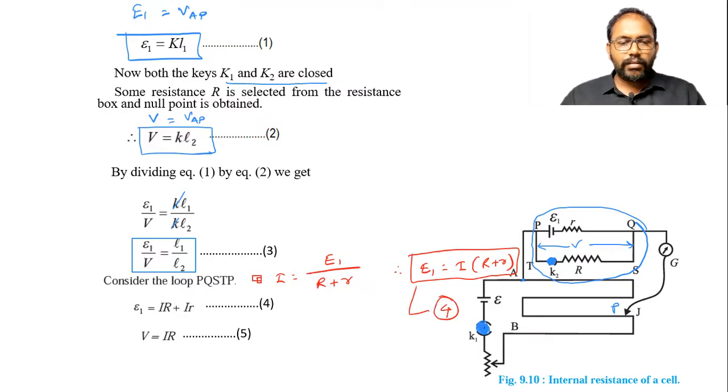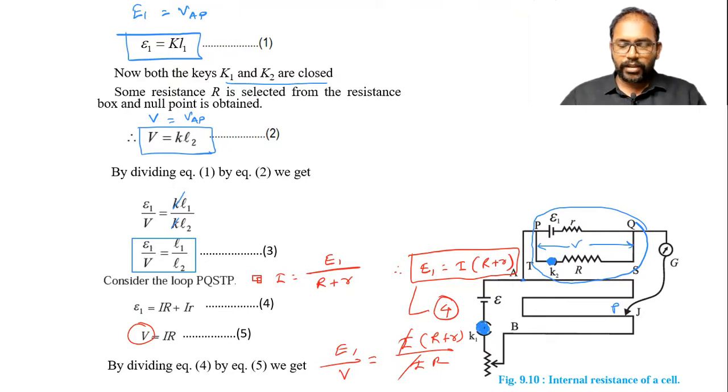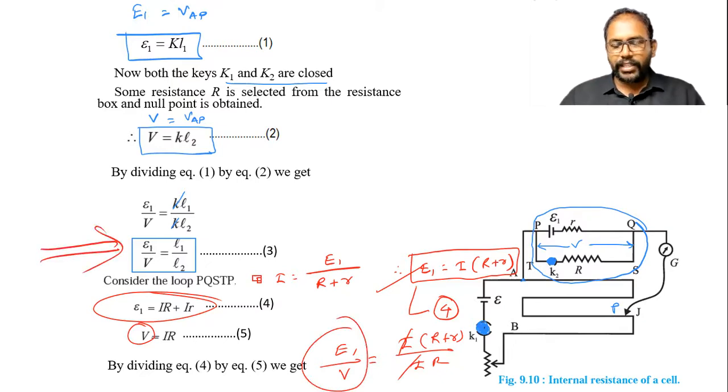Now dividing equation 4 by 5. One side is E1 and the other side is V, so E1 by V is equal to I into R plus r divided by IR. So I gets cancelled, and we get R plus r by capital R. So you can use this as equation 4. Now this is E1 by V, and equation 3 is also E1 by V. Then we can equate these two equations.